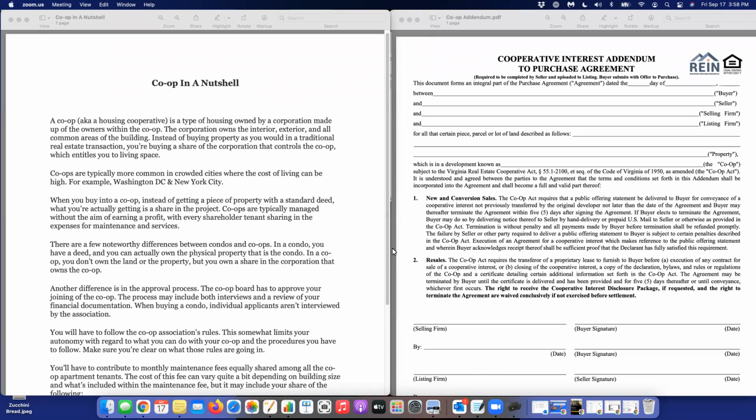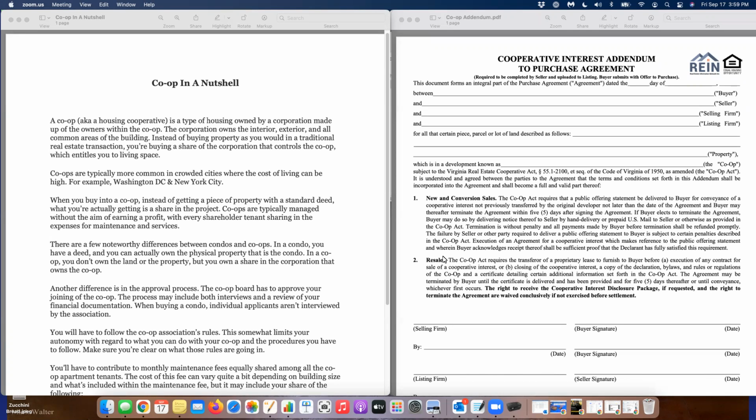So in a nutshell, I've put this little cheat sheet together. A co-op is also known as a housing cooperative, a type of housing owned by a corporation made up of owners within the co-op. So the corporation owns all of the building, interior, exterior, and all the common areas. So instead of buying the property as in a traditional sale, you're buying a share of the corporation that controls the co-op, and that then entitles you to living space in that building.